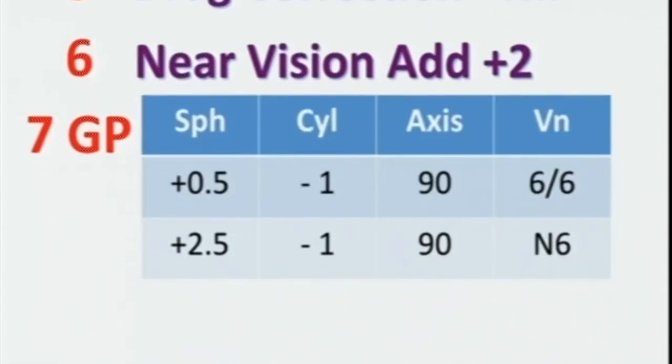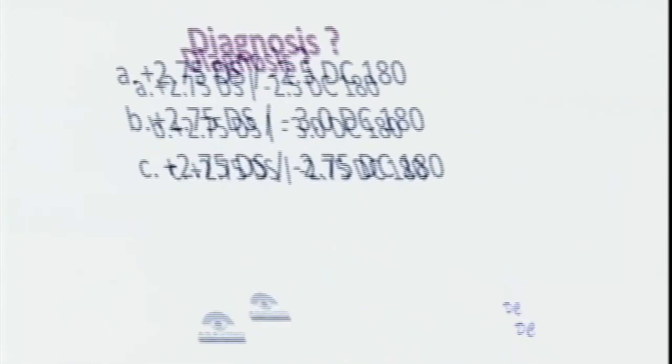I'll come only to this. Now, what is the diagnosis? Plus 0.5, minus 1.90, plus 2.5, minus 1.90. What is the diagnosis? Okay. Mixed astigmatism against the rule with presbyopia.